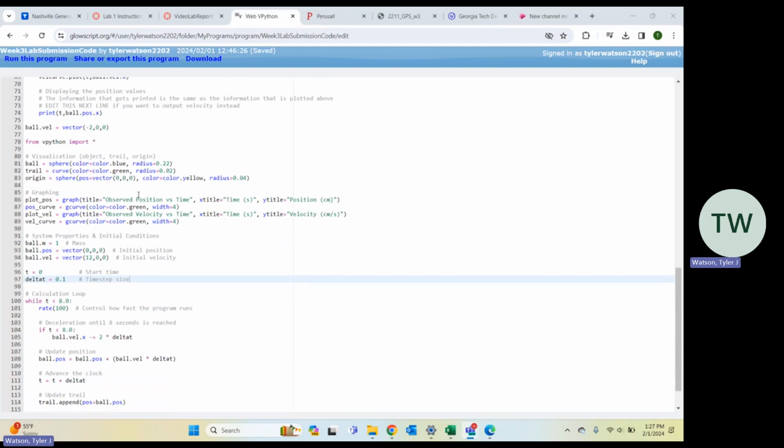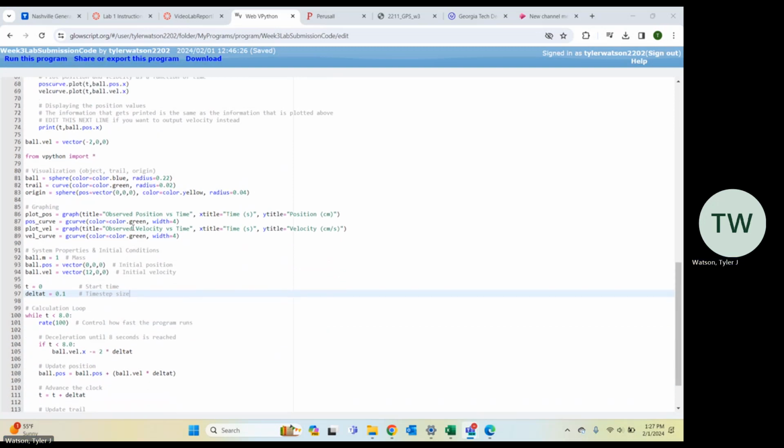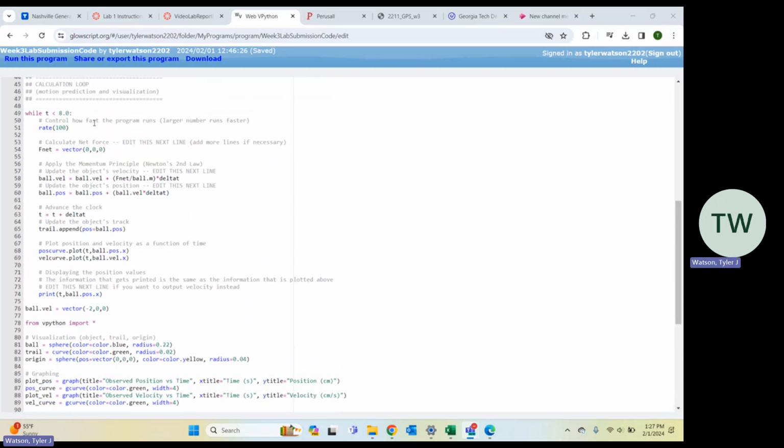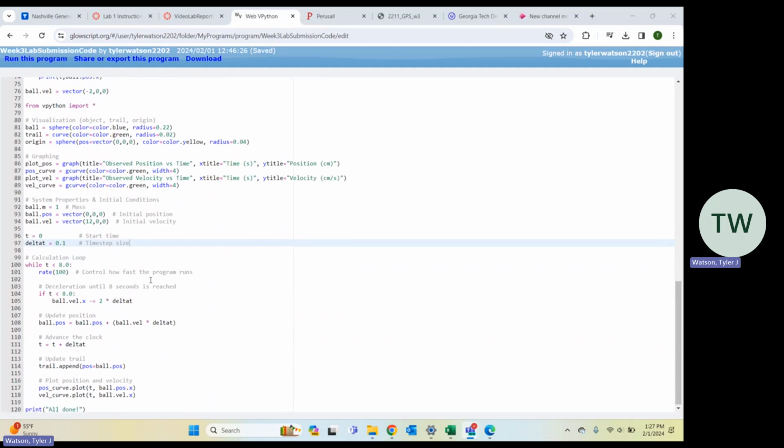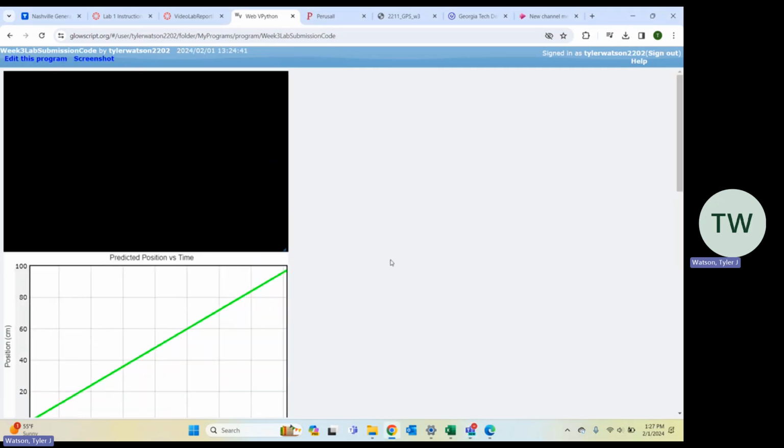And so above here is our predicted, up here are our predicted graphs, and down here is our observed over time. As you can see, it decreases at a rate of 2 centimeters per second. And this is what we were able to come up with when we run the program.